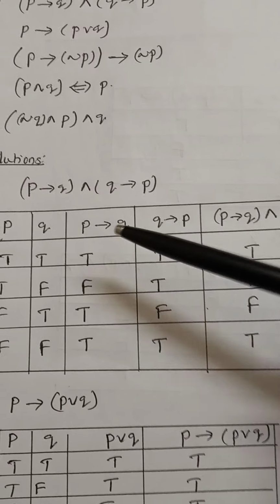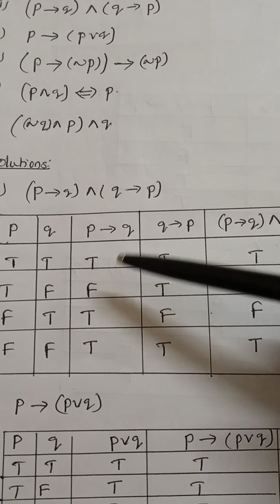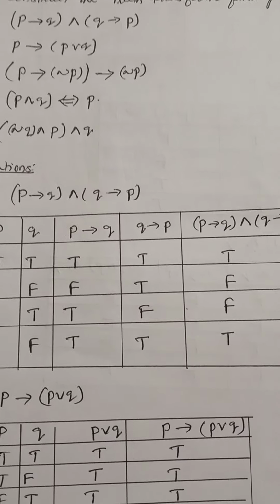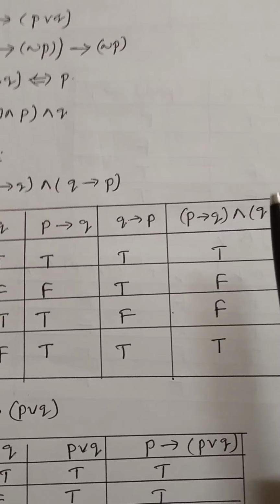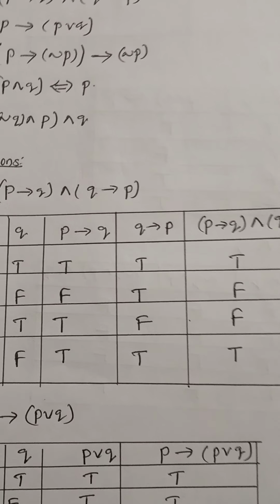Now here we have P → Q and Q → P. What we have to find out is their conjunction. Conjunction means their intersection, right? This column and this column. That means AND and AND, what are the truth values?